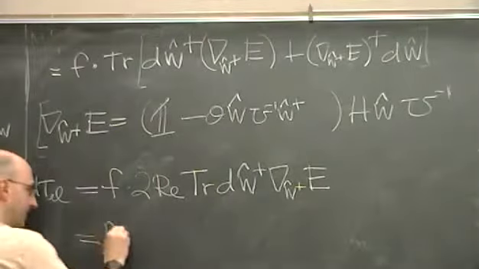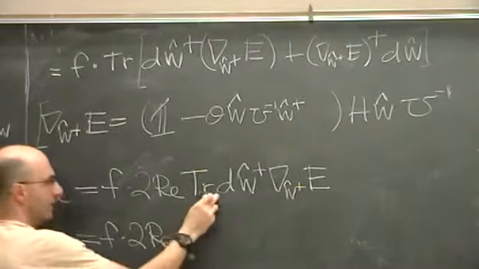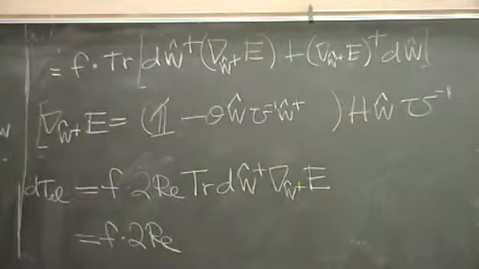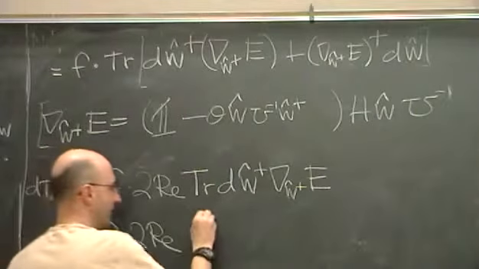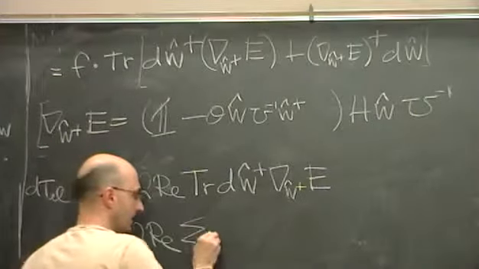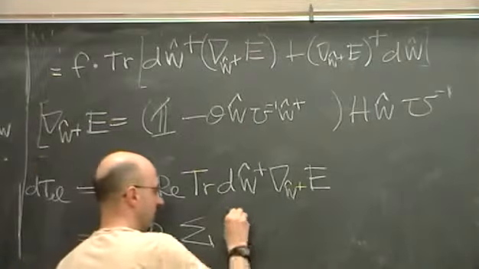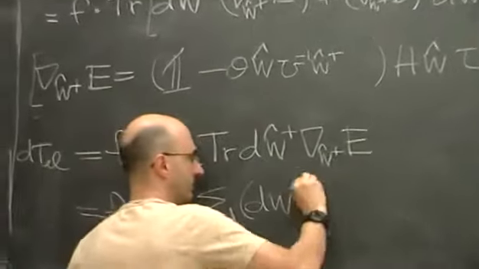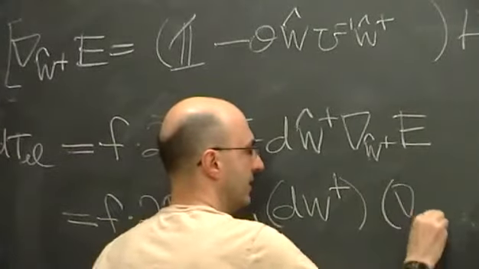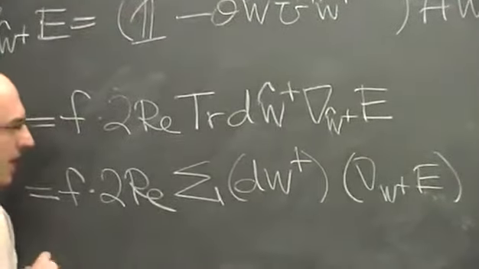And then we better write this out in terms of its matrix components. So the trace would mean that I would be summing over the outer index in this matrix product. So I've got dW dagger has certain matrix components. Grad W dagger E has certain matrix components.